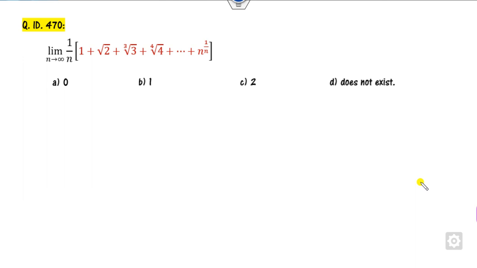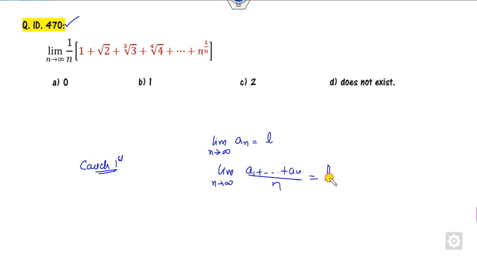So let's start with question number 1, which was asked in the paper. You have to find the limit of this. If you closely look at it, that is nothing but Cauchy's first theorem on limits. If the limit of a_n is L, then the same answer goes for the limit of (a1 plus a2 and so on) over n. So if this is L, this is also L.